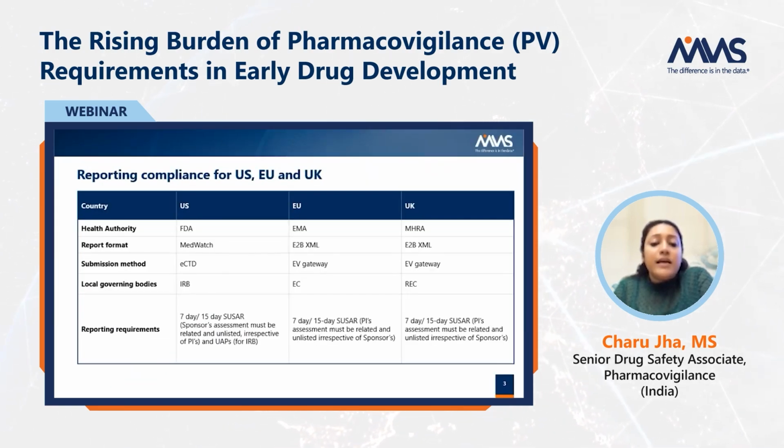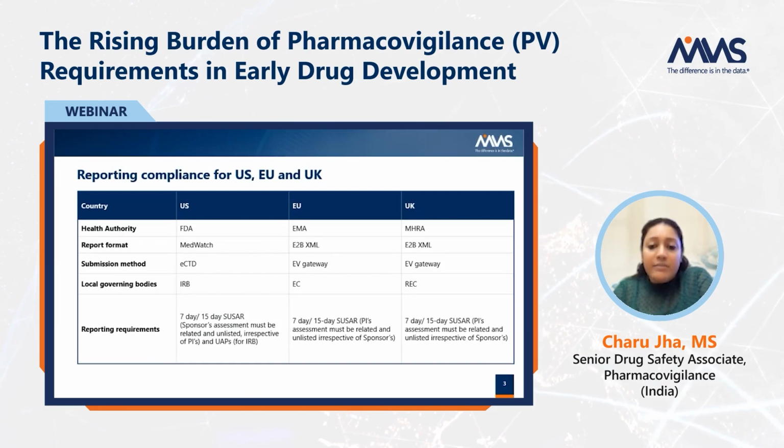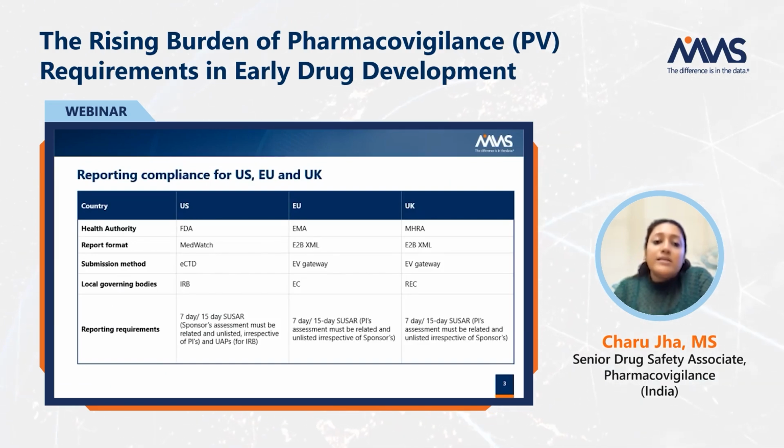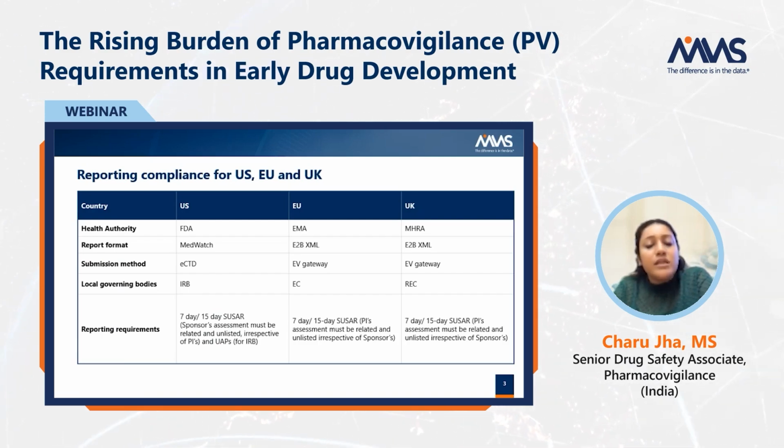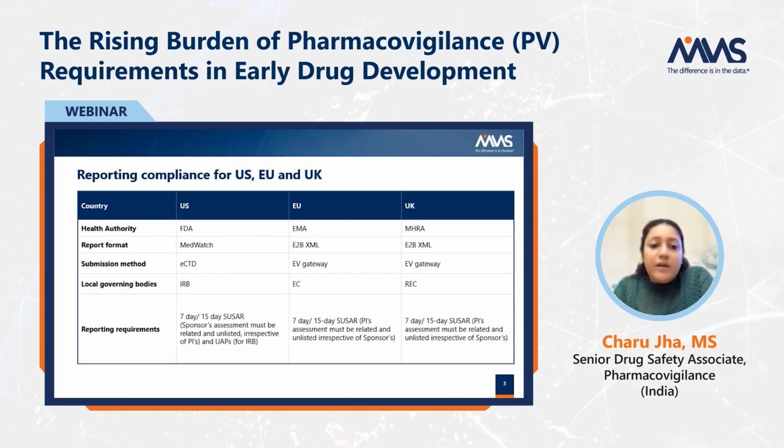In the USA, the health authority is the Food and Drug Administration, commonly known as the US FDA. As per the FDA's guidance, all reportable individual case safety reports need to be submitted on the MedWatch, which is the FDA Form 3500A. This is available in their website. FDA will also accept foreign suspected adverse reaction reports on a CIOMS-1 form instead of FDA Form 3500A.